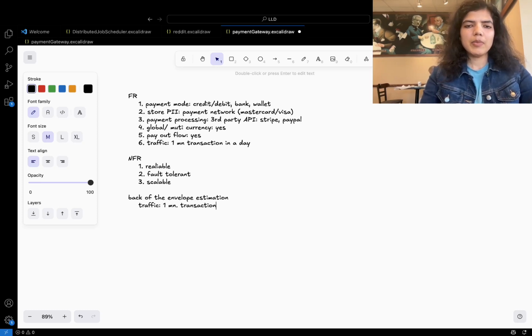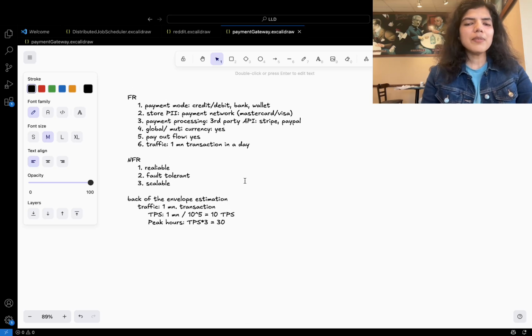So once we have the 1 million transactions, how do we want to calculate the TPS, which is transactions per second? It would be nothing but 1 million divided by 10 to the power 5, which will be approximately around 10 TPS. And considering the peak hours, let's say it would be TPS into 3. So my peak TPS would be 30. So we have now the back of the envelope estimation as well.